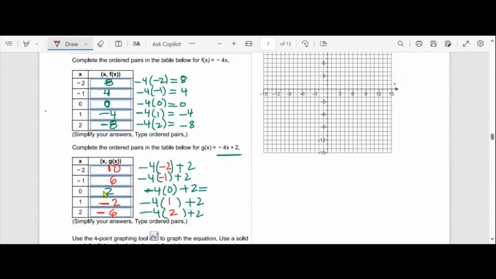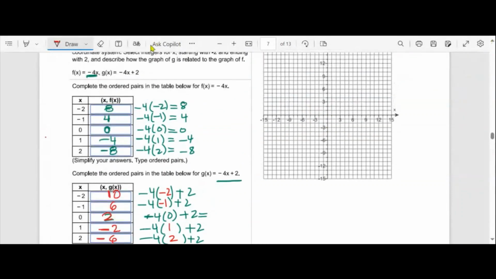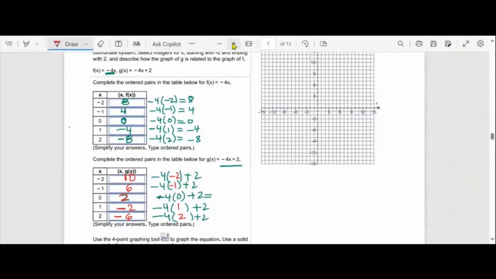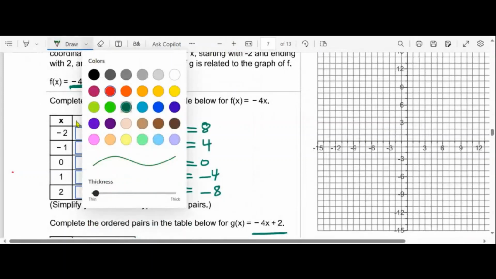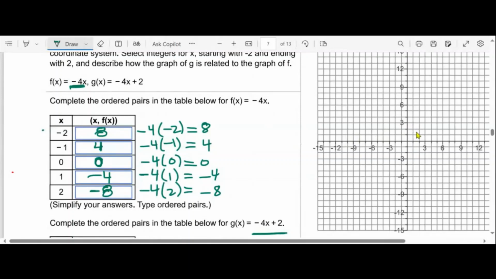Okay, so let's graph. Which one should we graph? Let's do the first one. So here we have 0, 0. Minus 1 and 4. Minus 2 and 8. Then we have 1 and -4. Then 2 and -8.